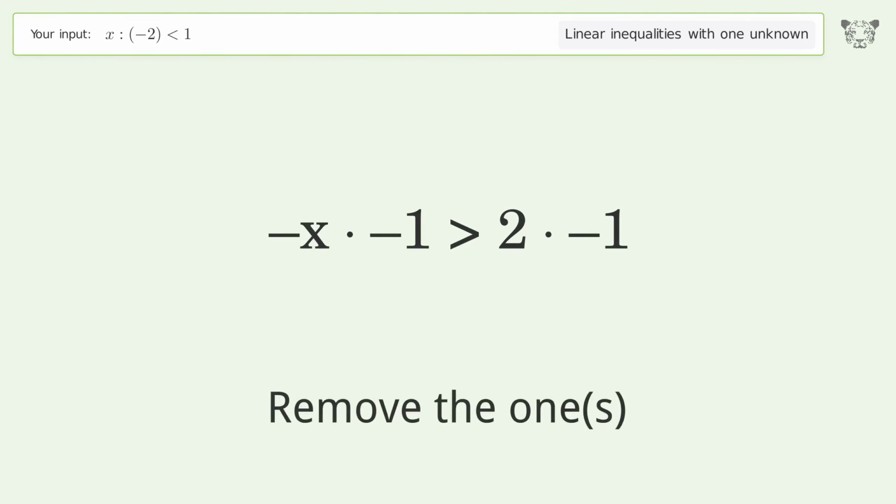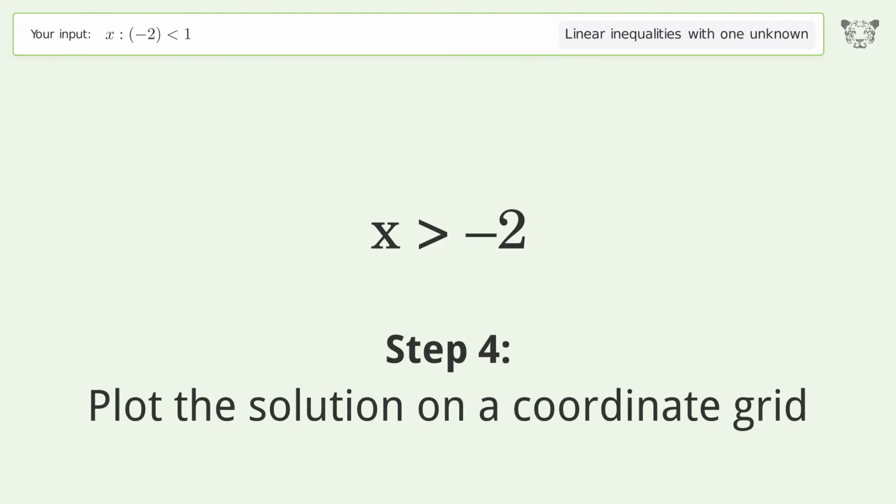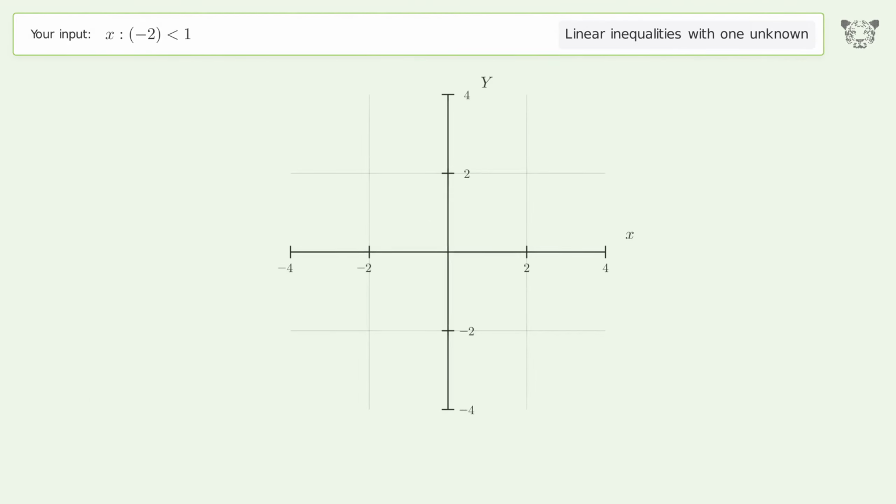Remove the ones. Simplify the arithmetic. Plot the solution on a coordinate grid. And so the final result is x greater than -2.